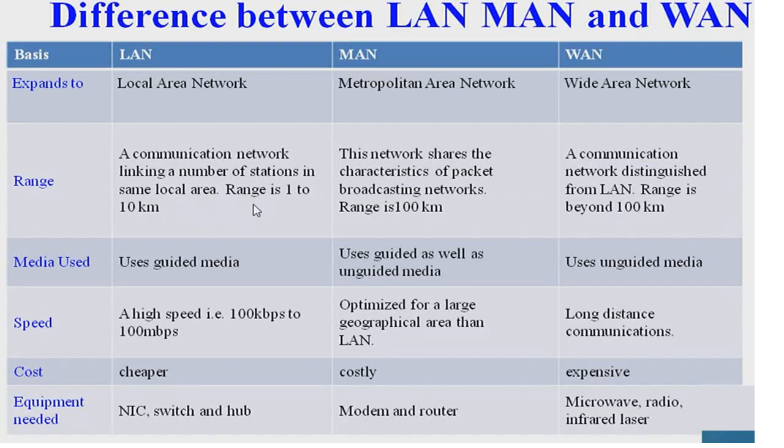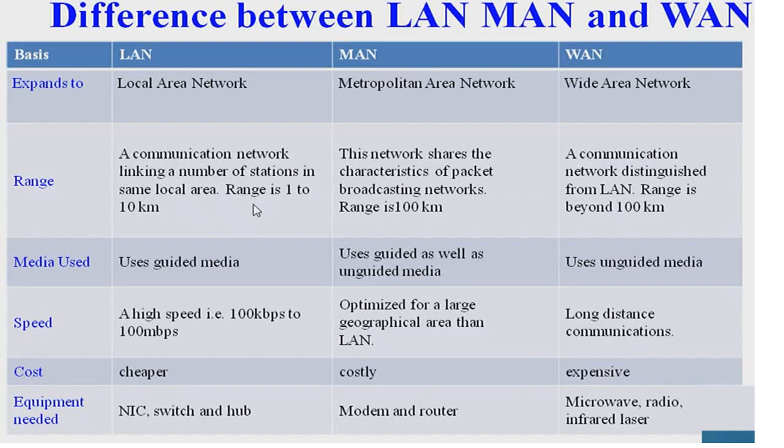Next type is media used. Media is nothing but how it is going to be connected. LAN uses guided media. What is guided media? It is the wired network. Guided means wired. A metropolitan area network may use guided as well as unguided, that is wireless, networks. And a wide area network uses only unguided media.